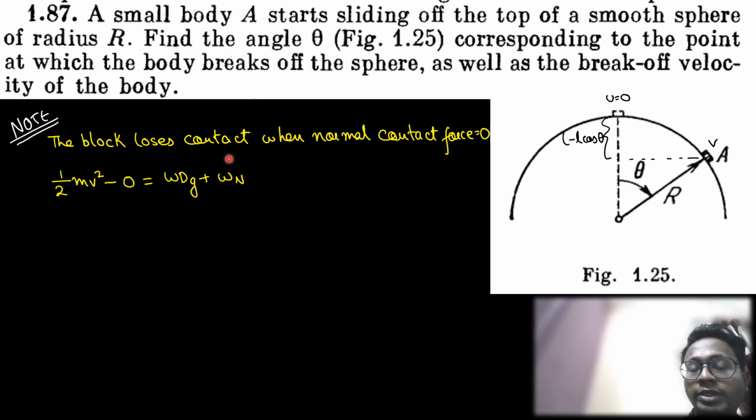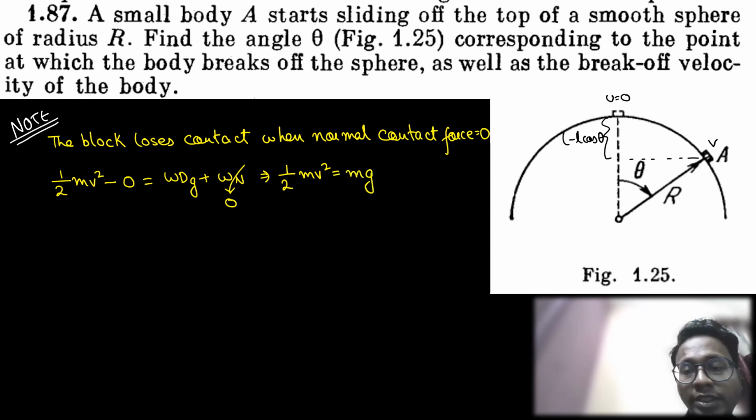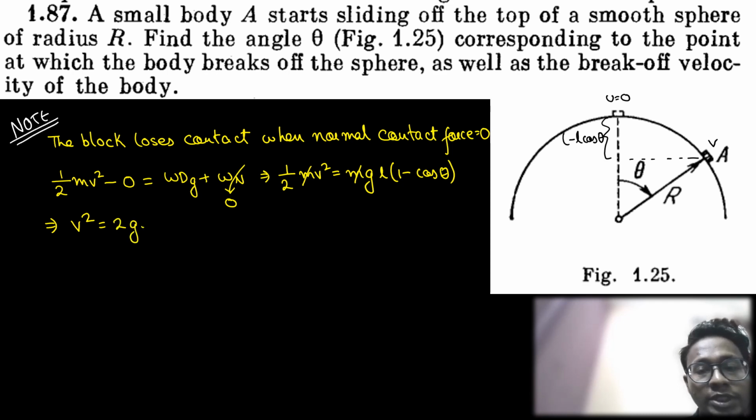Okay, see, work done by normal forces is always equal to 0. Why? Because displacement is always perpendicular to the normal force. Or half mv square is equal to, what is the work done by gravity forces? mg into L into 1 minus cos theta, or m into g into L minus L cos theta. If I take L common, it would be 1 minus cos theta. So out here, m and m would get cancelled. v square is equal to 2gL into 1 minus cos theta.